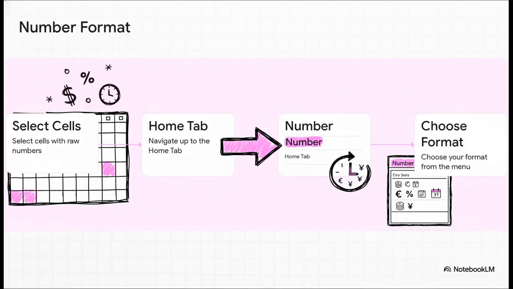So, how do we actually execute these number transformations? Honestly, it's just as easy as adding borders. First, select the cells that contain your raw numbers. Then, navigate right up to the Home tab. Look for the specific section called the Number Group. From there, you just choose your format from the drop-down menu. Currency, percentage, date, whatever you need. Excel literally does all the heavy lifting for you in a fraction of a second.